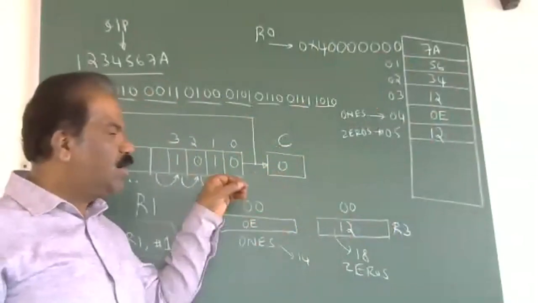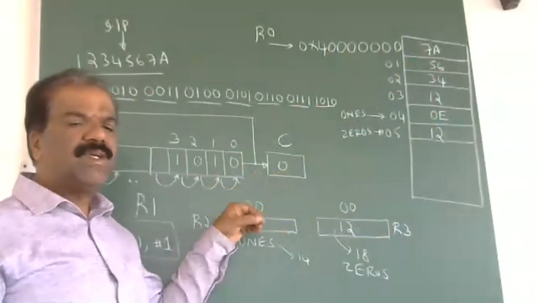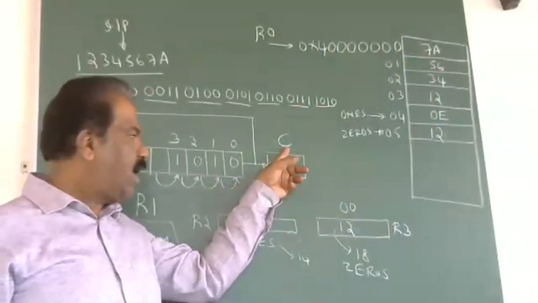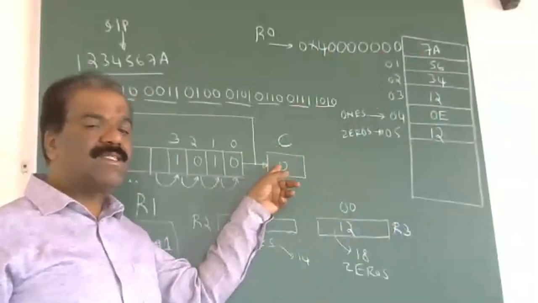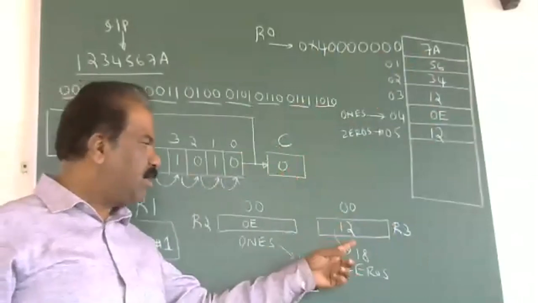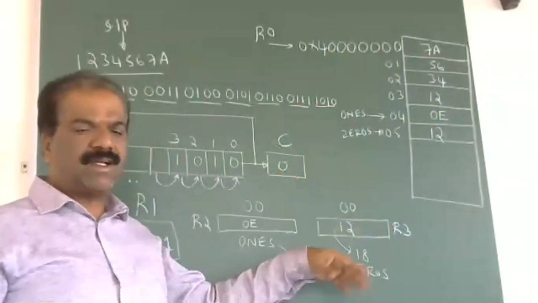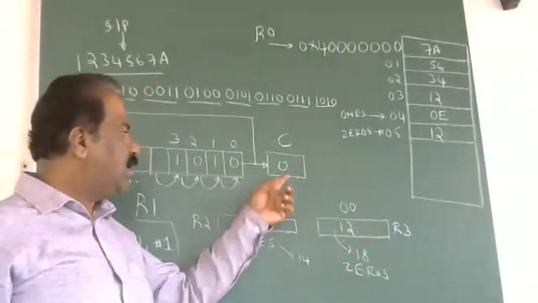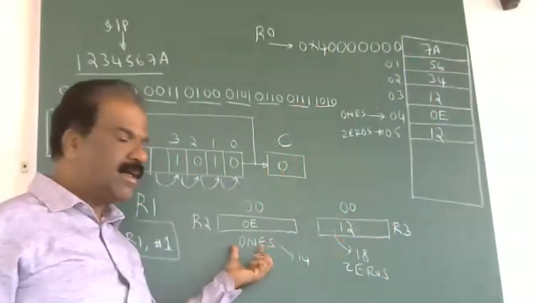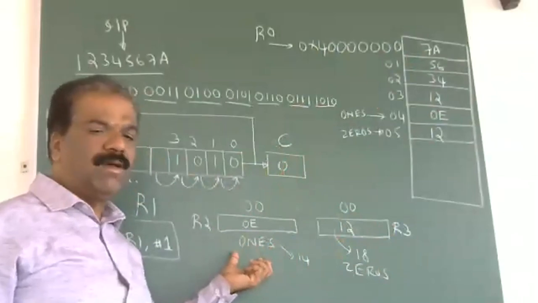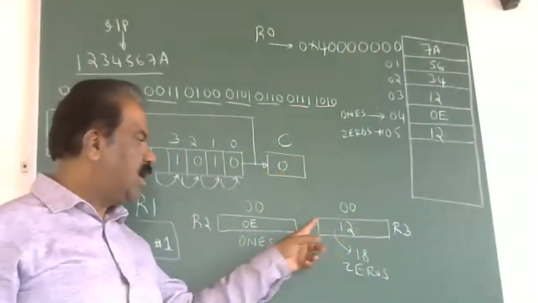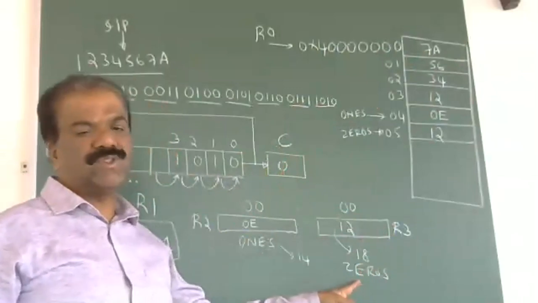Therefore, we have to use an appropriate instruction to check the status of the carry flag. If the carry flag is clear, that is reset, we have to increment the zero counter, meaning you have to increment the content of R3 by 1. If the carry flag is set, then we have to increment the content of R2 by 1. Finally, R2 gives the number of ones, and R3 gives the number of zeros.